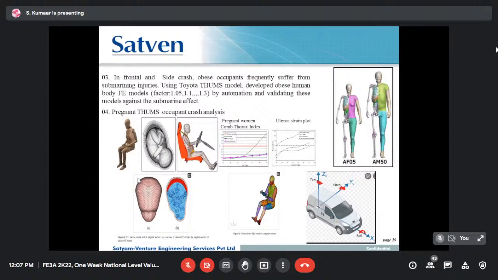So here we will check based on the strain on the uterus. Something called UPI, uterus placenta interface, will be there. That should not tear out. If it starts to tear out, the baby will die. So that we will check in these cases.